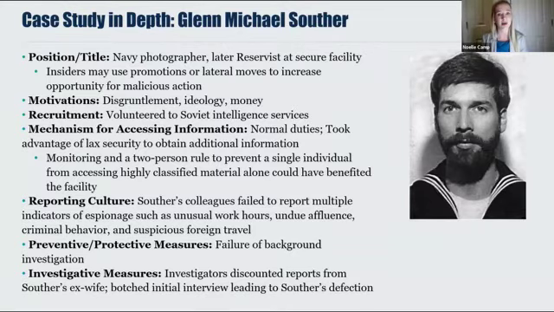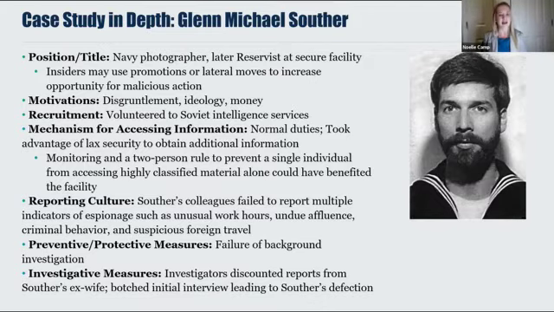He was paid handsomely for his services to the Soviet Union, and he gifted his friends and family lavish jewelry and paid for plane tickets to international locations. He initially volunteered his services. So like many of the spies that we looked at within the data set, Glenn Michael Sutherland was a volunteer. He volunteered to Soviet intelligence services while he was stationed overseas with the US Navy.